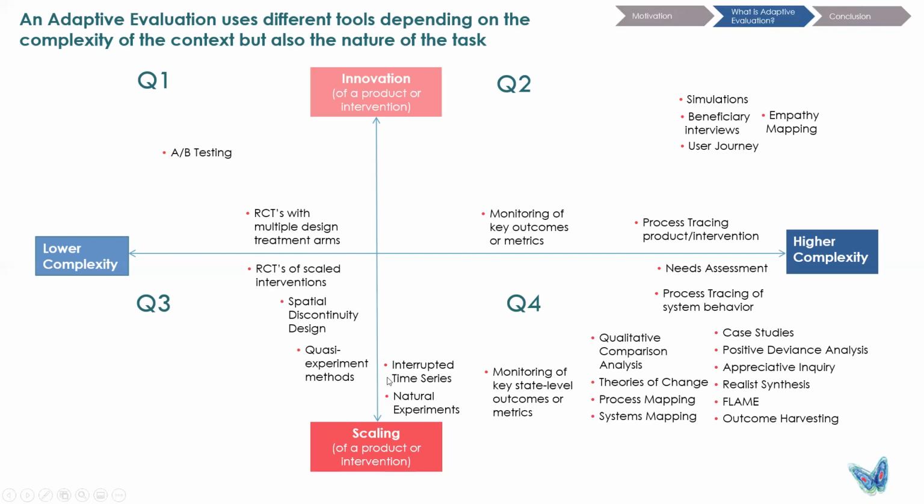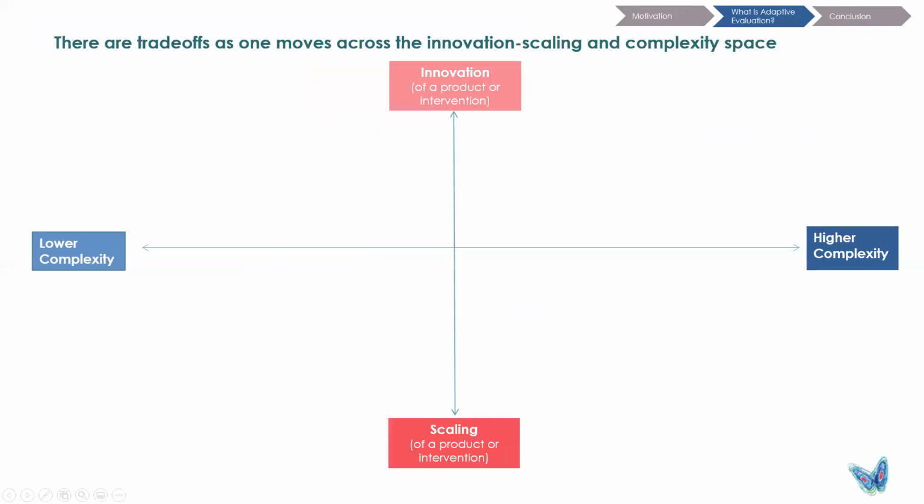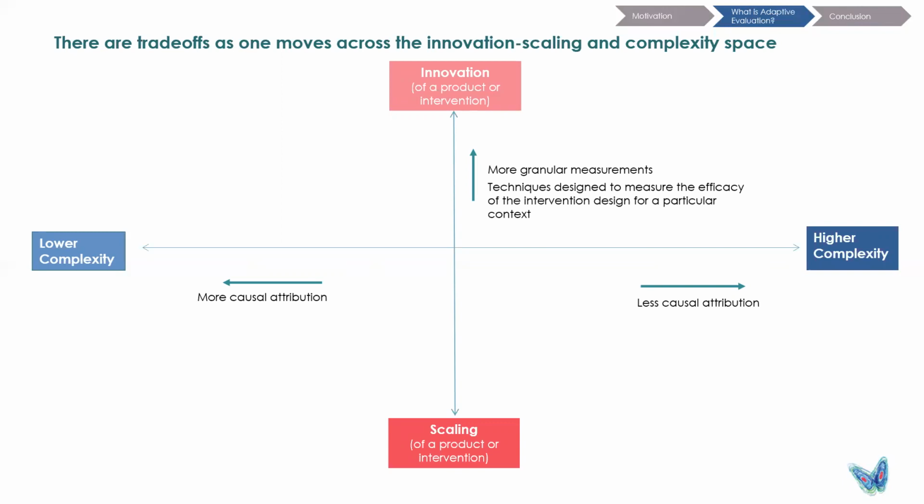But the idea is, different levels of complexity and different natures of tasks require different techniques. And of course, there are trade-offs as one moves across the innovation, scaling, and complexity space. As you move to the right, the techniques have less causal attribution, but as you move to the left, there's more causal attribution. As you move up, there are more granular measurements that are more accurate and specific, say, to the individual, and techniques are designed to measure efficacy of intervention design for a particular context. But as you move down, it becomes less granular, more summarized, averages and averages of averages, and aggregations. The techniques are more designed to measure the ability to adapt to different contexts, and to measure more processes.